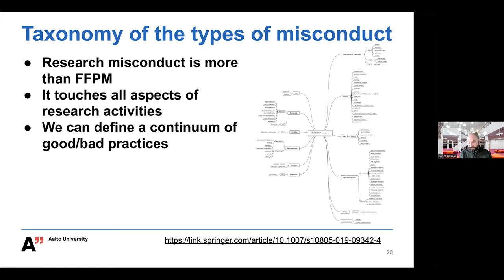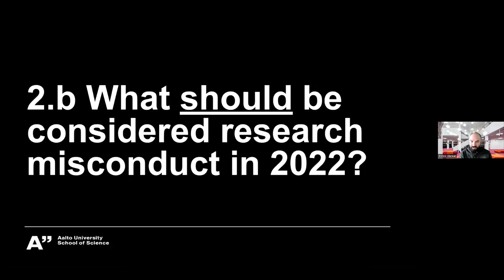If you're interested in these topics of misconduct, there is a nice paper that I linked here, which is a really extensive taxonomy of all the types of misconduct. So it touches more or less what I've covered here, but in much deeper detail.